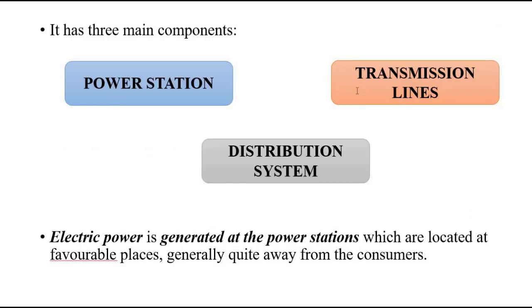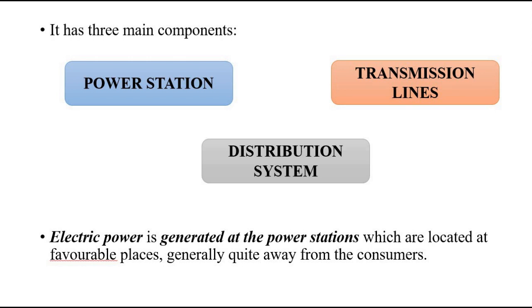Generation happens at the power station, transmission happens through a network of conductors or cables, which is called transmission lines, which move the electric power from one point to another, and the distribution, also a network of conductors with appropriate circuitry, which provide electric power depending upon the requirement to the various consumers.